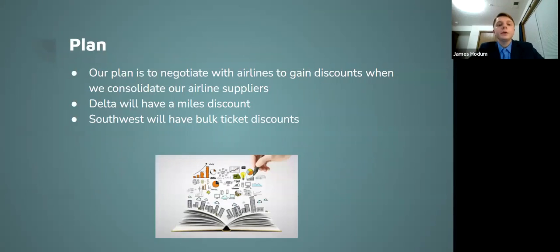All right, so our plan to negotiate is going to be with Delta and Southwest after we consolidate to those airline suppliers as our main suppliers. Delta will be taking on roughly double the business, and Southwest will be taking on roughly 1.5 times more business. Delta will be done in a block of 25,000 miles for discount, and Southwest will be done in a bulk ticket discount.